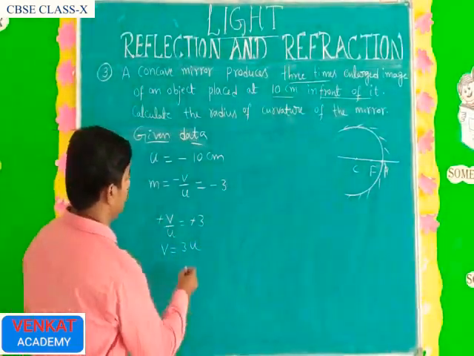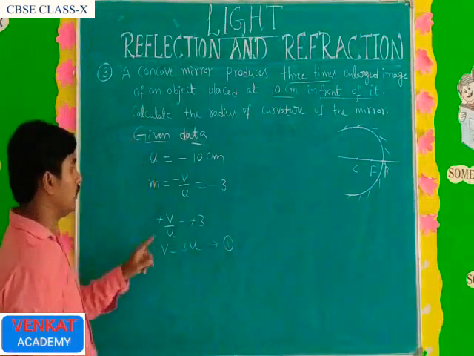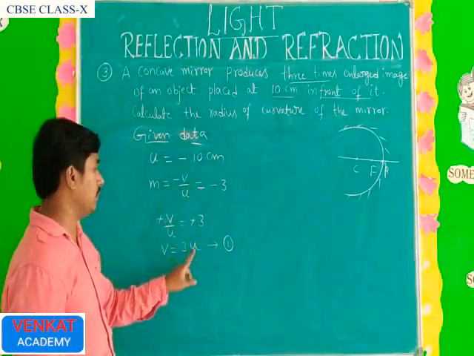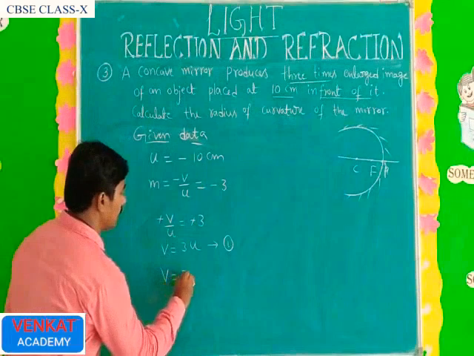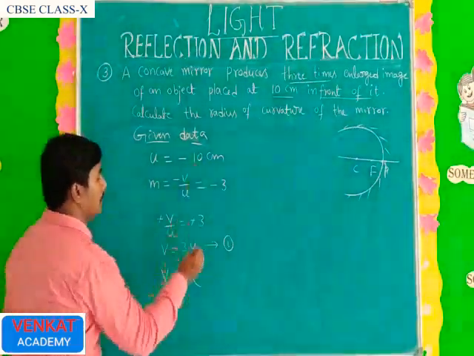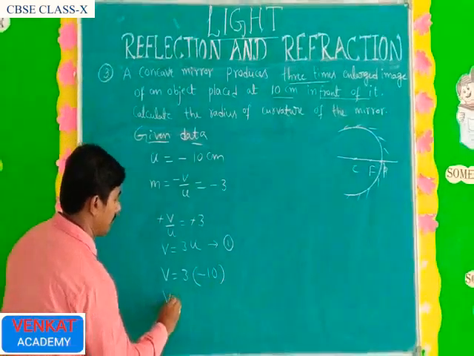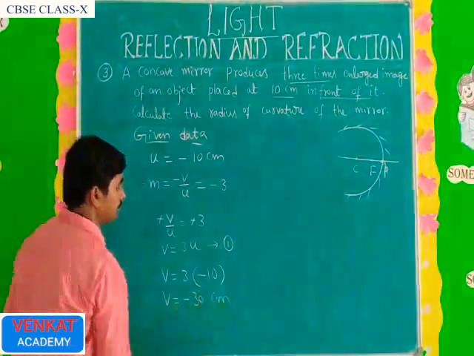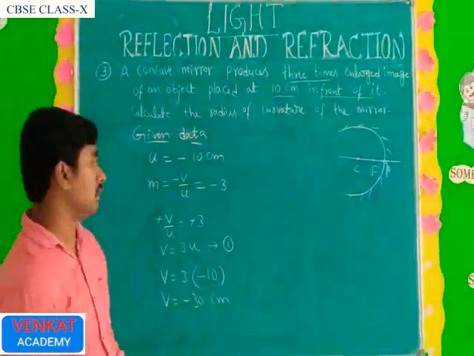Let's call this equation 1. You already know the u value very well: u is equal to minus 10 centimeters. Substituting this u value in equation 1, v is equal to 3 into minus 10 centimeters. So v is equal to minus 30 centimeters.